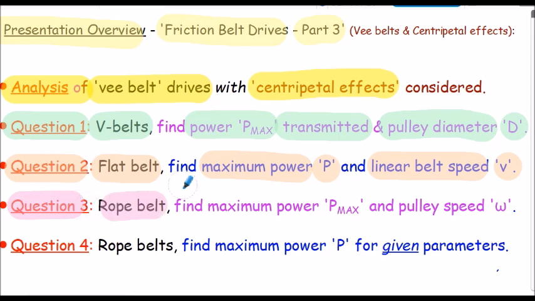We analyse a rope belt the same as we would a vee-belt, and here again we've got to find the maximum power that can be generated by the rope belt if running at optimum velocity, stating the pulley speed omega.